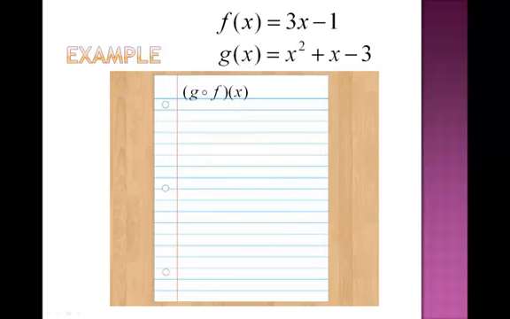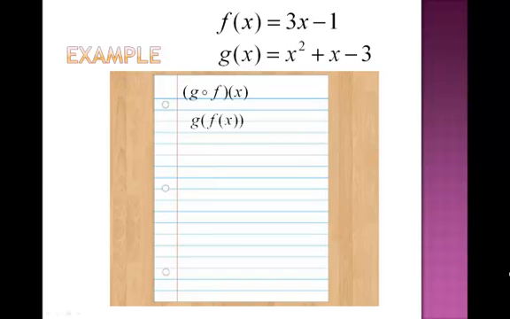Now let's do a very similar example, but with one little twist. You'll notice that I'm still using the same functions f and g. Only this time, I'm going to look for g of f of x. This means that I want to put f on the inside and g on the outside. Alright, so let's go through this process.